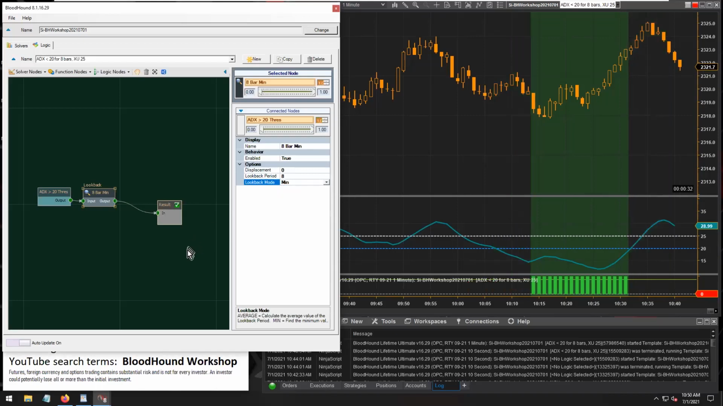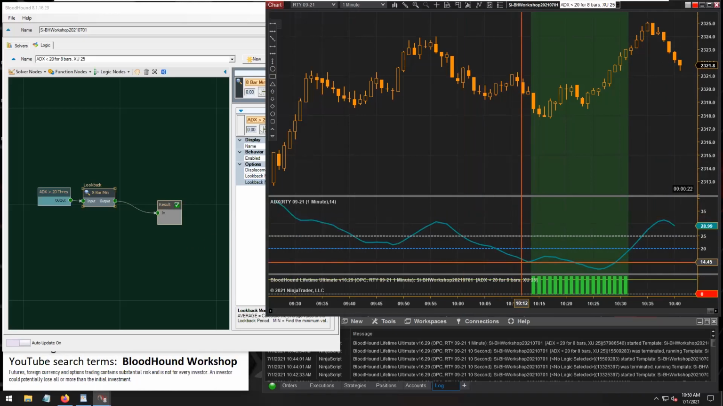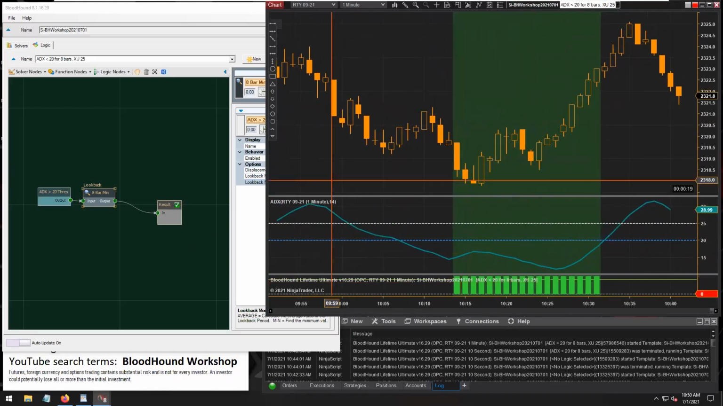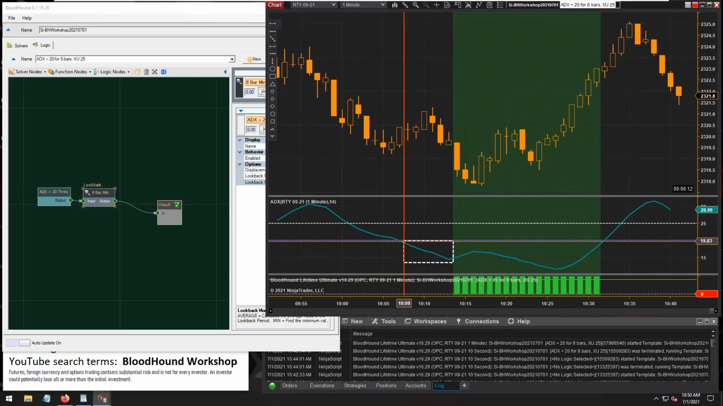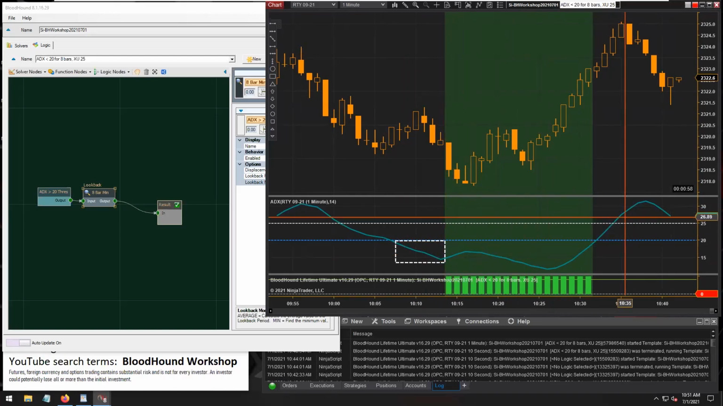So here, if we zoom in a little bit, you'll notice the first bar is there. So the first 7 bars, there's no output. But once we get to the 8th bar, now we generate an output there. So now the next thing we need to do is identify that crossover of the 25. We'll identify that little crossover there.